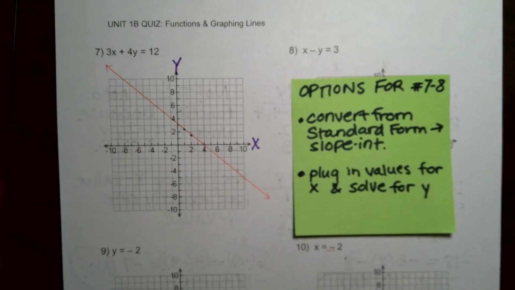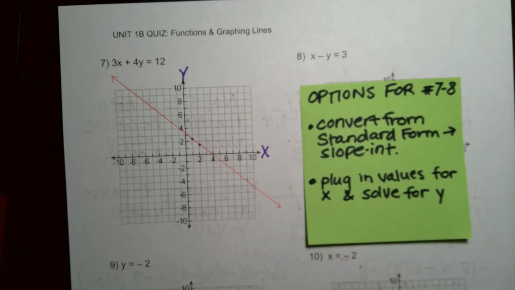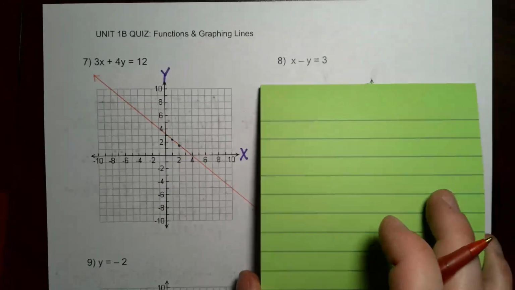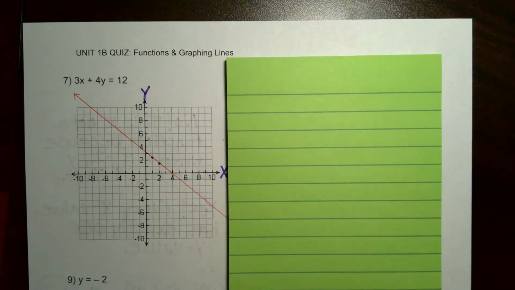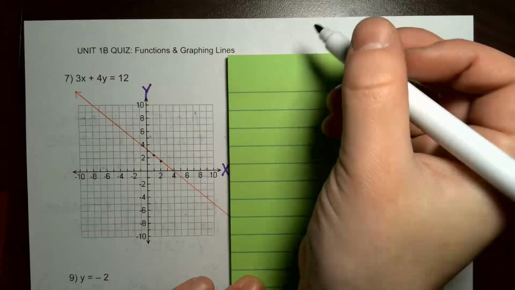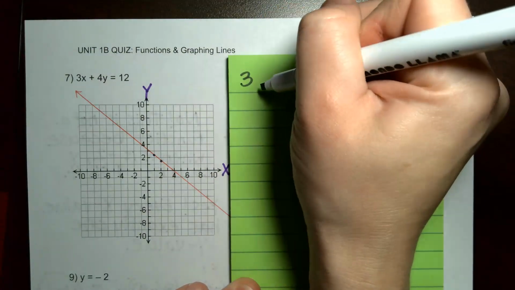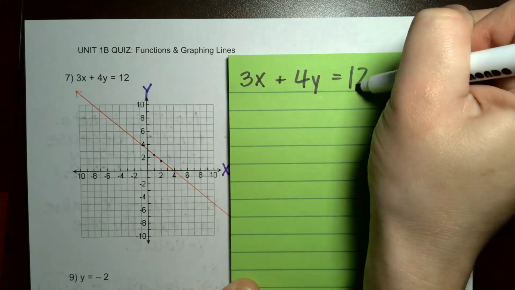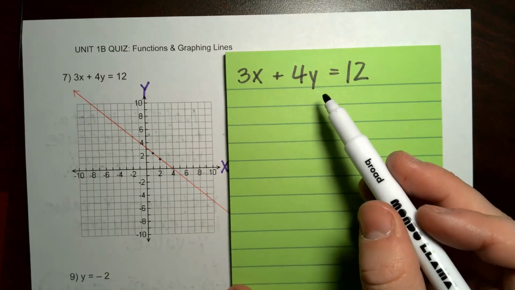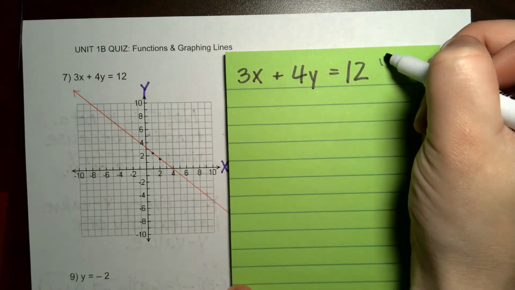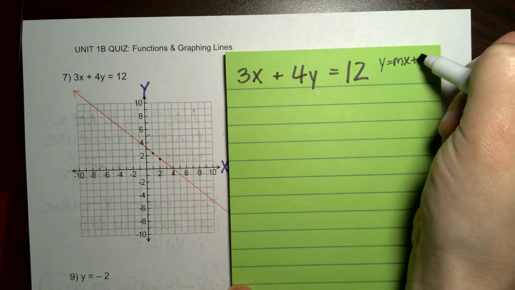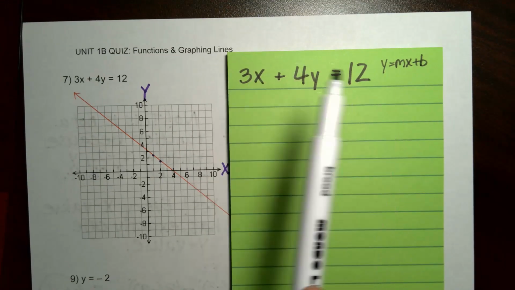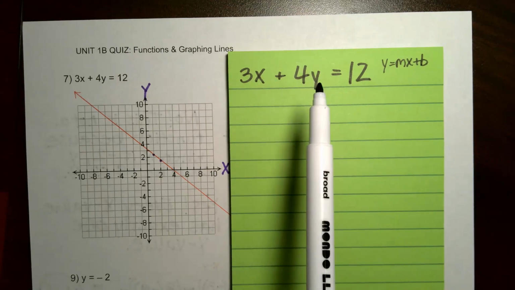It's probably easier because you guys are a bit more comfortable with it. We've done a lot of practice with that. But just for fun, let's show the other way. So, we have 3x plus 4y equals 12. And we want this equation to be in y equals mx plus b form. So really all we're trying to do is rearrange this equation, and we're kind of solving for y.